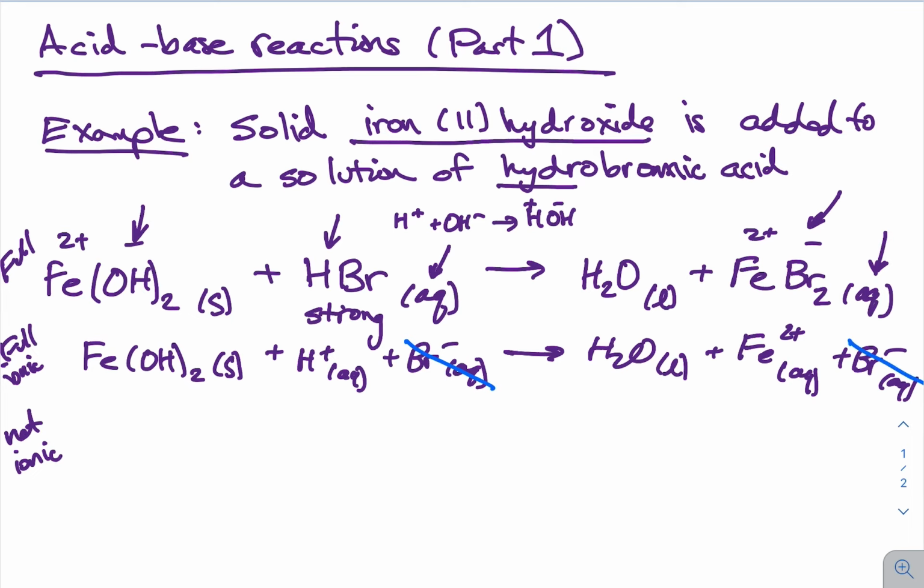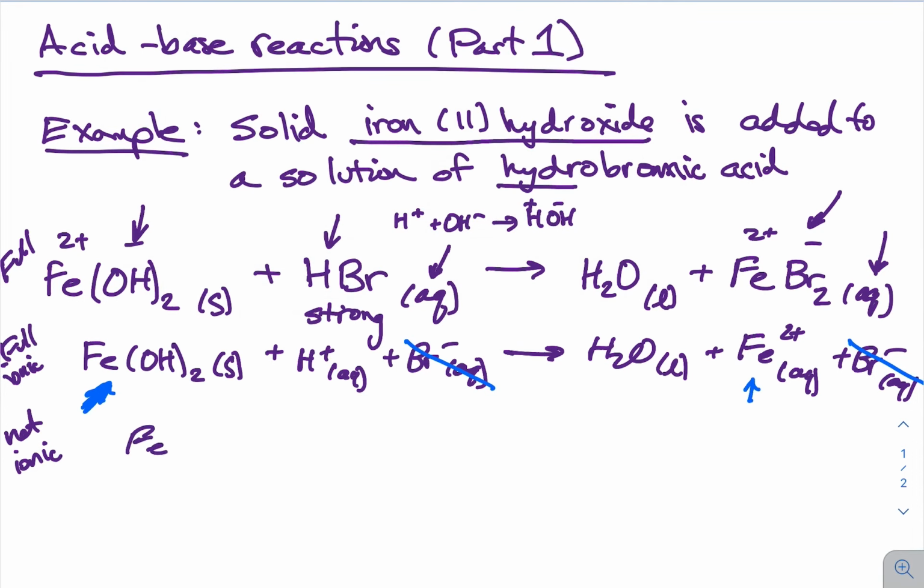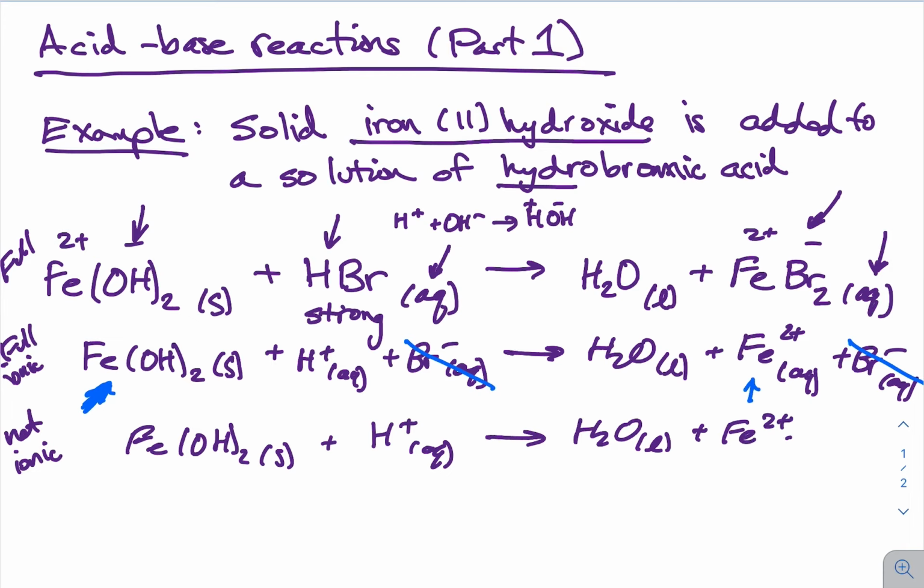Okay. Notice that the iron hydroxide, the iron on the product side is now separated. It's dissolved in water, whereas over here on the reactant side, it was part of a solid compound. So that's definitely a change. We're going to keep that in. All right. So now we're going to write what we've got left as our net ionic. So we've got Fe(OH)2 solid plus H plus aqueous yields H2O liquid plus Fe2 plus.